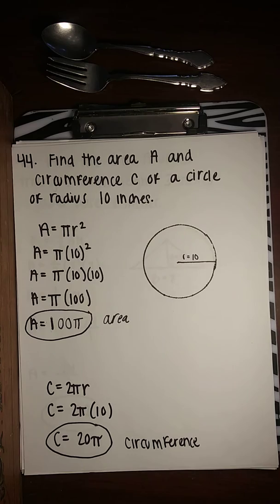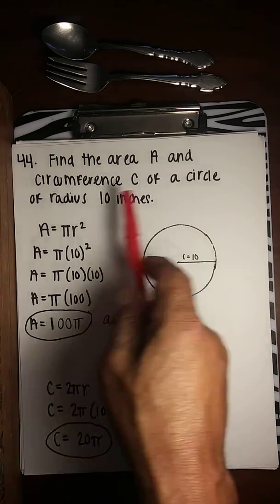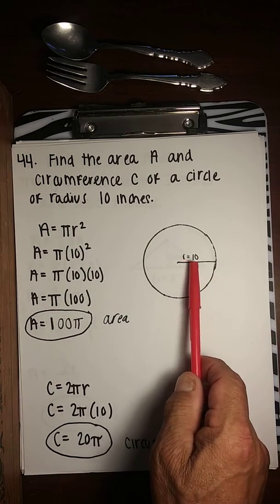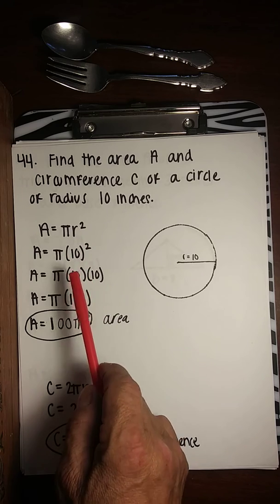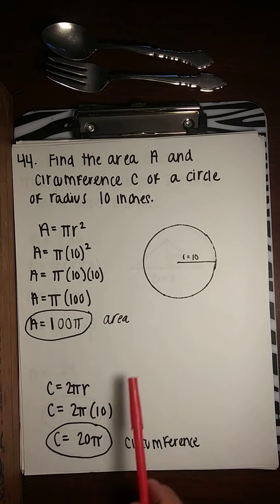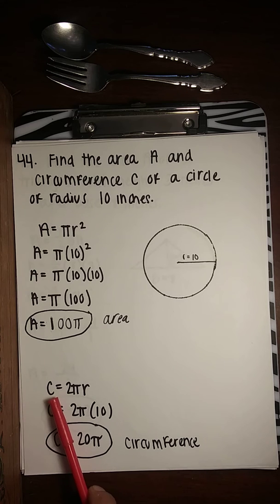Find the area A and circumference C of the circle with radius 10. Okay, that's fine. A equals pi r squared, 10 in there. 10 times 10 is 100, 100 pi, the area. Circumference equals 2 pi r. So 2 pi times 10 is 20 pi.